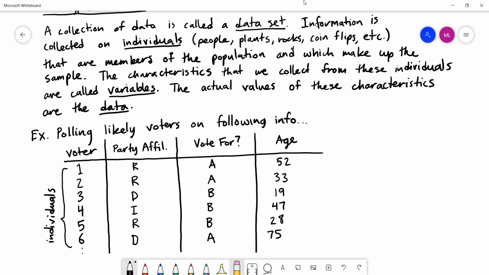The characteristics that we're collecting information about are their party affiliation, who they plan to vote for, and their age. So all of these things up here, these are the variables. All the stuff along the top. Maybe I'll do it in a color here. So all of these are the variables. And maybe I'll do all of these just to make it totally clear. These are the individuals.